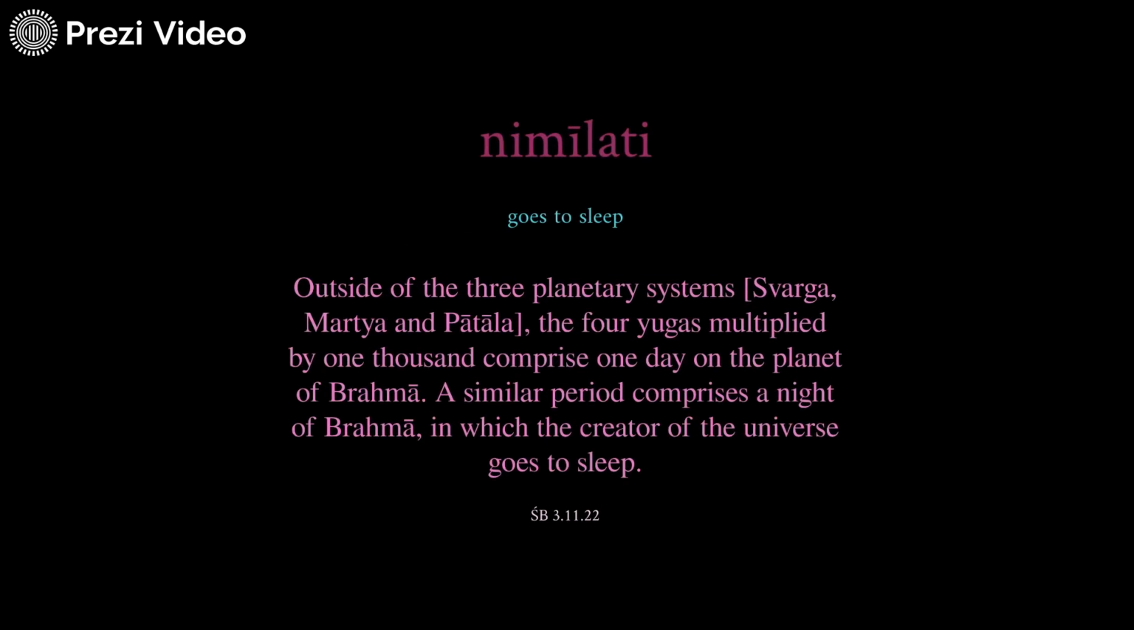Brahma goes to sleep. Outside of the 3 planetary systems, Swarga, Martya, and Patala, the 4 yugas multiplied by 1000 comprise 1 day on the planet of Brahma. A similar period comprises a night of Brahma, in which the creator of the universe goes to sleep.